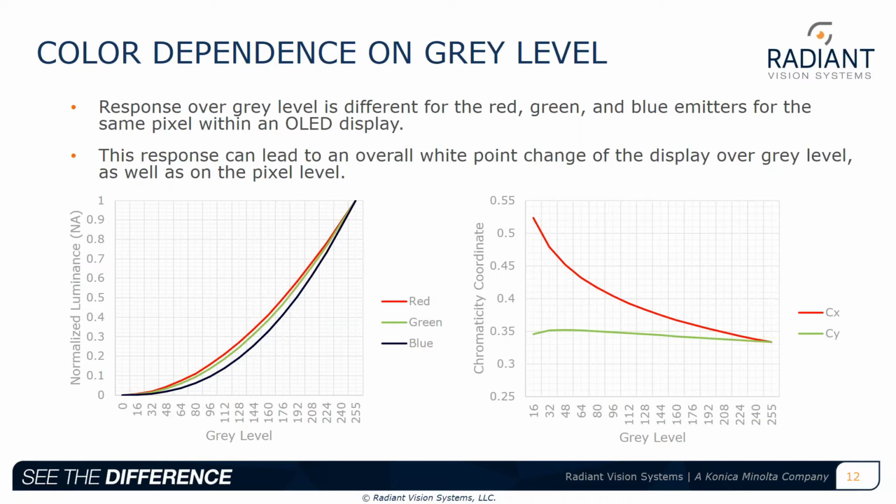The effect of this is the figure on the right, which shows how a relative small variation in the output of the R, G, and B pixel can cause the white point to change with respect to gray level. As a pixel in an OLED display is independent of neighboring pixels, this should be characterized over many gray levels to characterize the response of all of the pixels within the display.